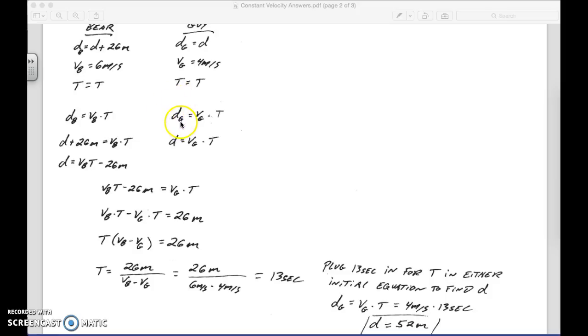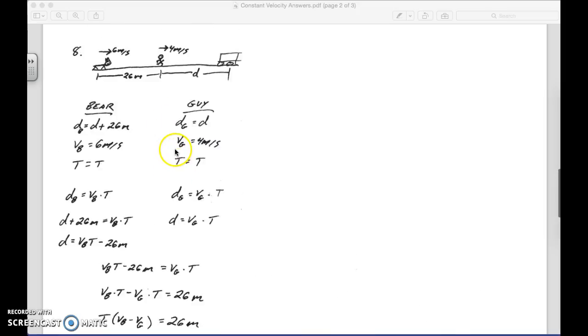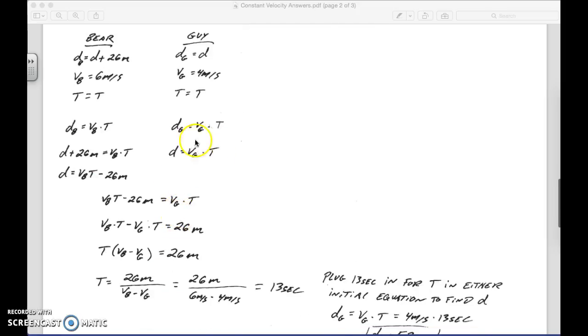For the guy, well, the guy's displacement is just the d that we were looking for, this one right here. It's the same guy right there. This d and this d are the same thing. It's the d from the guy to the car. And that's going to equal the velocity of the guy multiplied by time. I rearranged this equation right here a little bit. I just subtracted the 26 meters to the right side. That's why it's now over here on the right with a minus sign. That's all I did. So now I've got d equals velocity of the bear multiplied by time minus 26 meters. Here is d equals velocity of the guy multiplied by time.